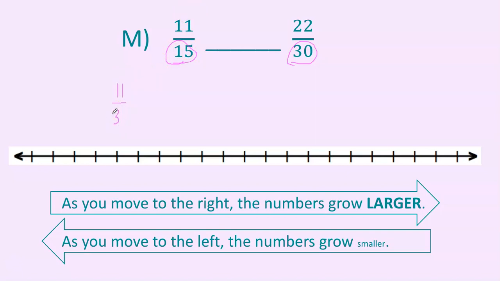So in this case, oops, I didn't mean to write that. I meant to write 11/15. 11/15 I'm changing to 30ths. So I can multiply 15 times 2 to get 30, and then I need to multiply the numerator by 2 as well, so that I get an equivalent fraction. So 11/15 is equal to 22/30. So now I can compare 22/30 to 22/30, and guess what?